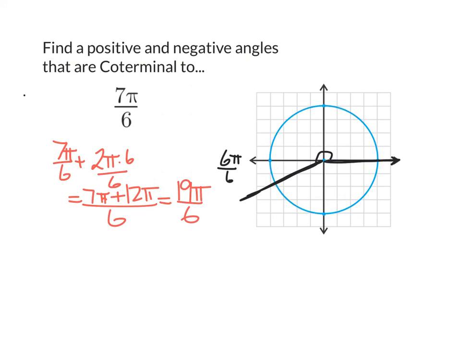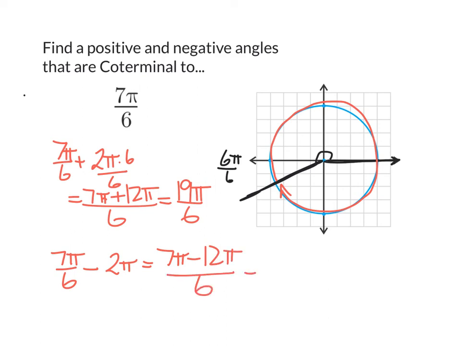And if we wanted to find a negative coterminal angle, I would just take that terminal side and swing it around back the other way. So starting with 7 pi over 6, I would subtract a trip around the circle, 2 pi, which is 7 pi minus 12 pi over 6, or negative 5 pi over 6.